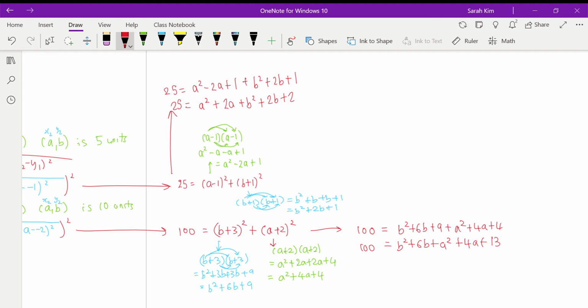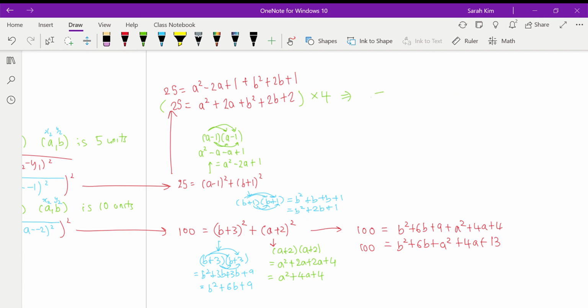Let's have a look. So what I can do is, maybe I can times all of these ones by 4. Right? So let's see what happens then. 100 equals 4a squared plus 8a plus 4b squared plus 2b. Oh, is that what I want? What if I just take it?